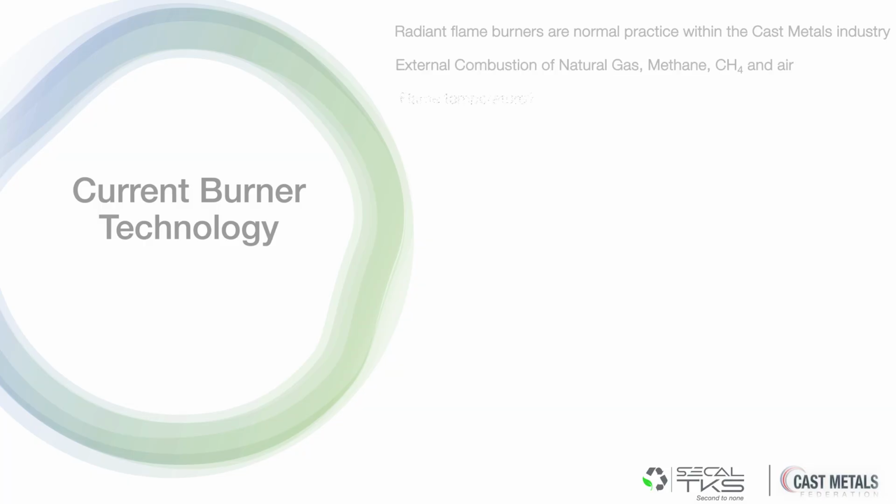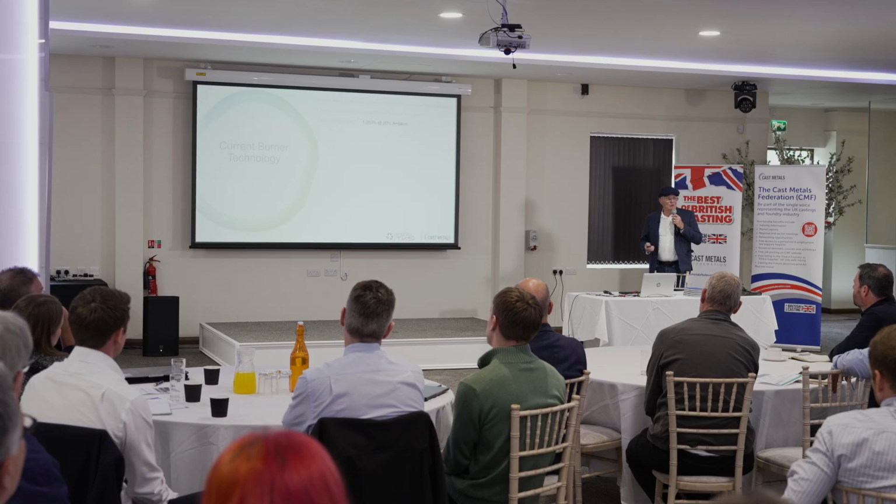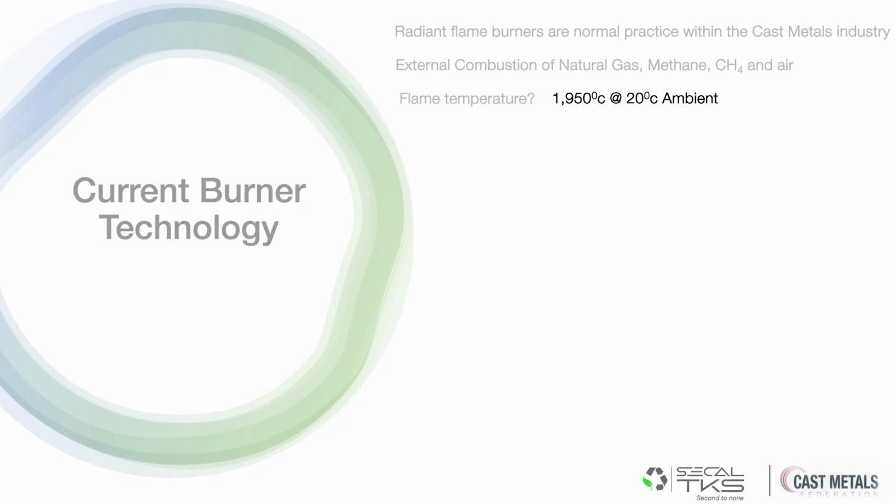Flame temperatures: does anybody have an idea of methane temperature with air? 1950 at 20 degrees ambient. It's quite warm. That same gas is a potential cause of thermal shock, with a substantial differential temperature, the delta T, that we all work to. So you've got to do delicate projects, you've got to do ramp and soak and so on.